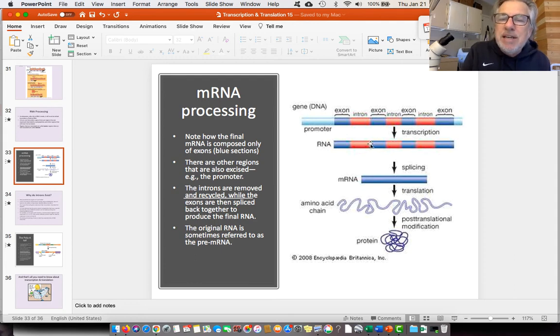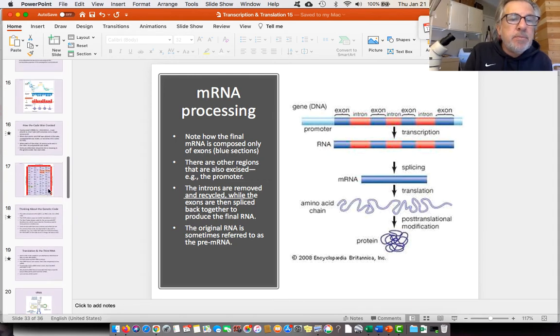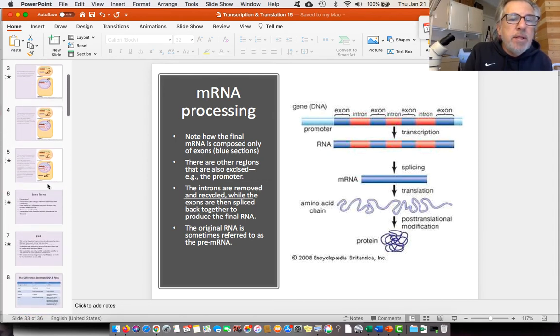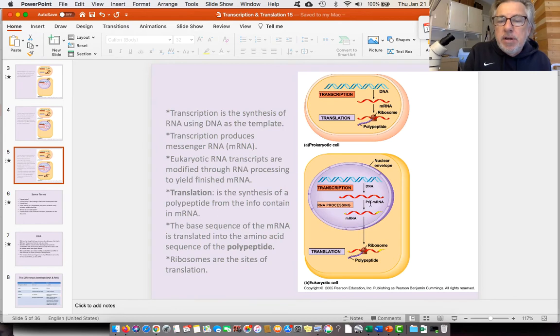So in the processing, all this extra DNA, sometimes referred to as junk DNA, but in this case it has a very useful function, keeps the exons separated, is excised or cut out, and then the exons are spliced back together into a functional messenger RNA. So that's what happened here. We took the pre-mRNA and turned it into a functional mRNA.